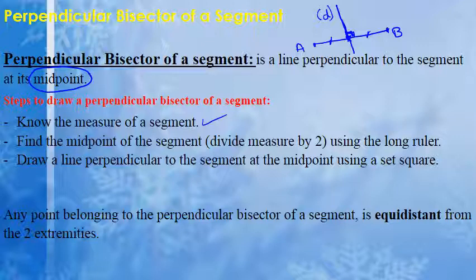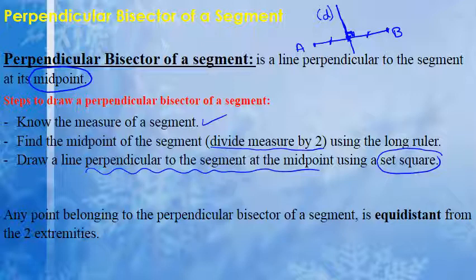After knowing the measure of the segment, we find the midpoint of this segment by dividing the measure of the segment by 2 using a long ruler. We draw a line perpendicular to the segment at its midpoint using a set square. It's very important to know which rulers we use.